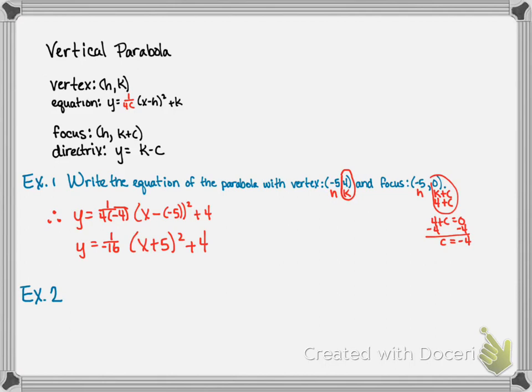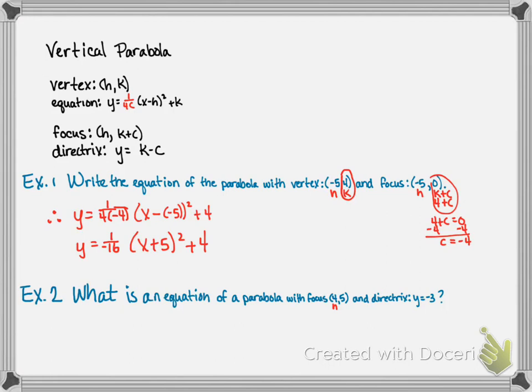Let's look at a second example. This time, what is an equation of a parabola with focus (4, 5) and directrix y equals negative 3? Okay, using the formulas, this 4 is my h, the 5 represents k plus c, and negative 3 represents k minus c. Okay, so I've got two equations. I've got k plus c equals 5. I have k minus c equals negative 3.